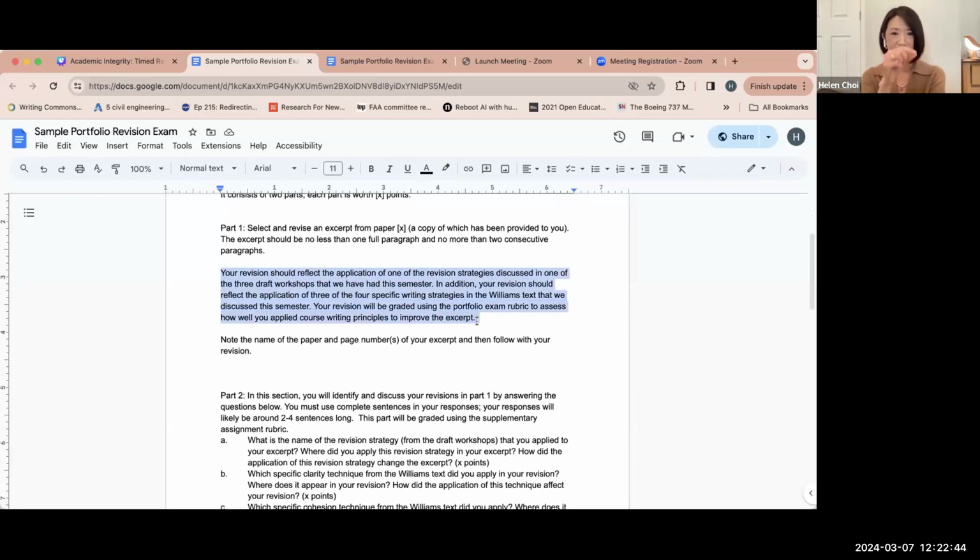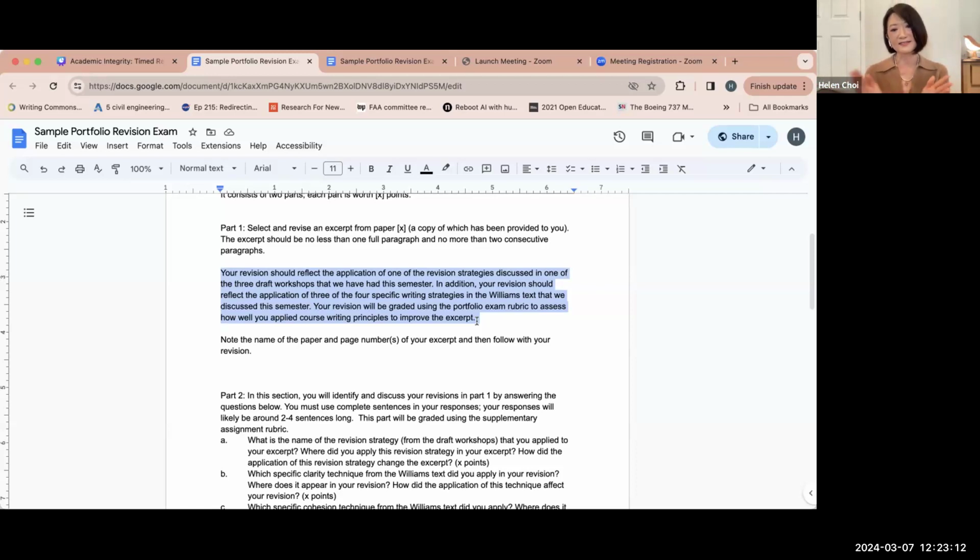So I have these 3 draft workshops, and in each draft workshop, I just focus on one thing and I really just hammer it into their heads. And so if they have just heard about the draft workshops or just come to them and pay attention 50% of the time, they will know what revision technique I'm talking about. And so they just have to apply one of those 3.